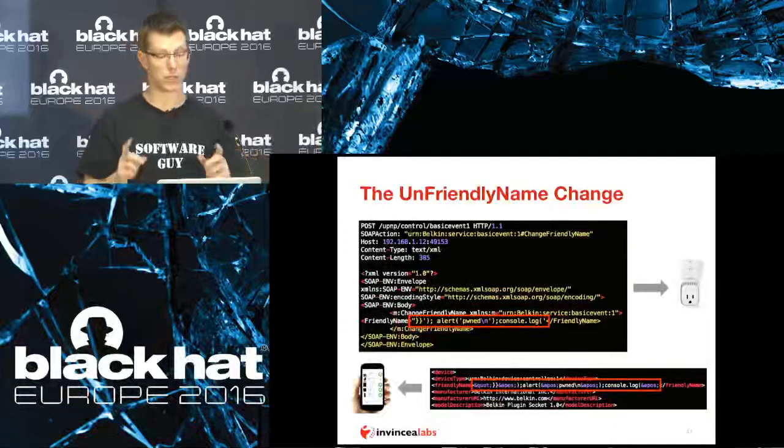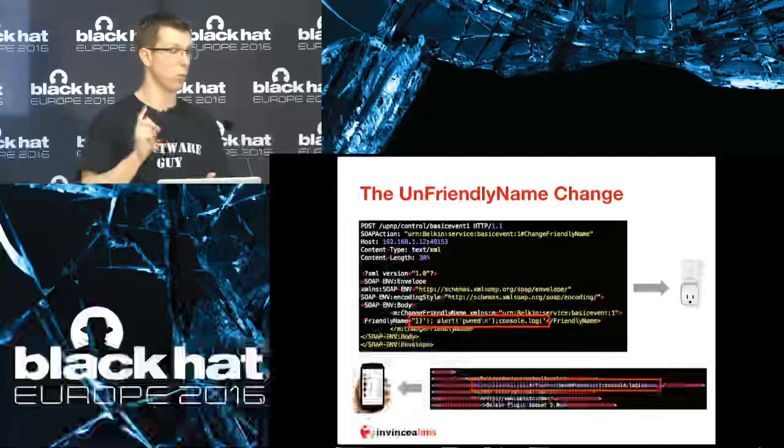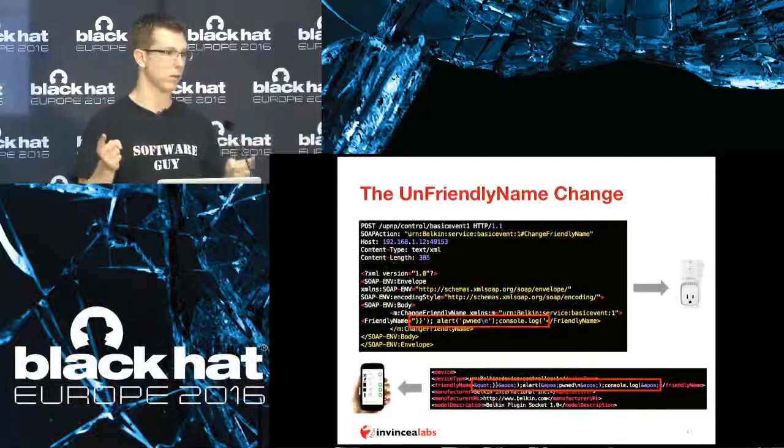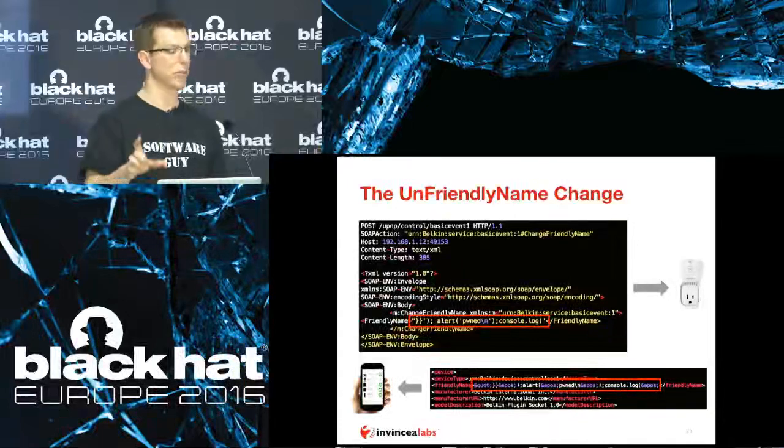Now, if you try to do the same thing in the app, because obviously there's an interface to change the friendly name there, it'll give you two errors. One, it'll tell you that the name can only be 30 characters long, and two, it'll tell you that most of the characters you've typed are invalid. You do not get that error when you send a message directly to the device.